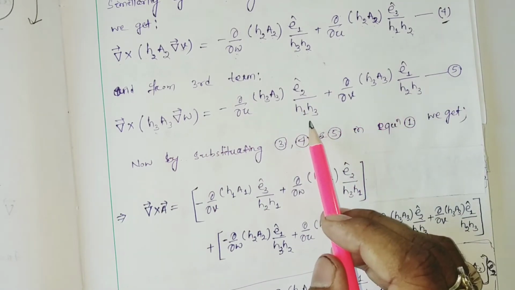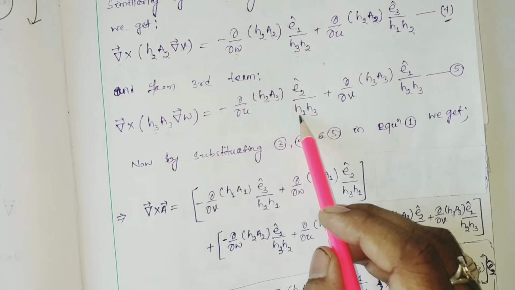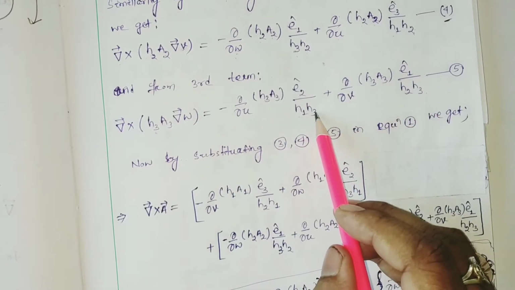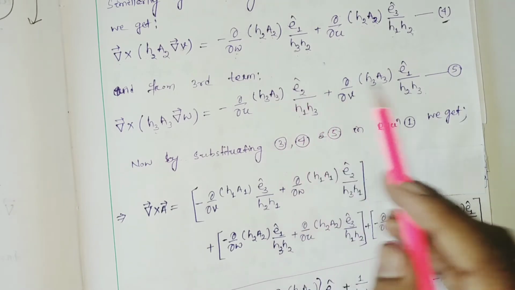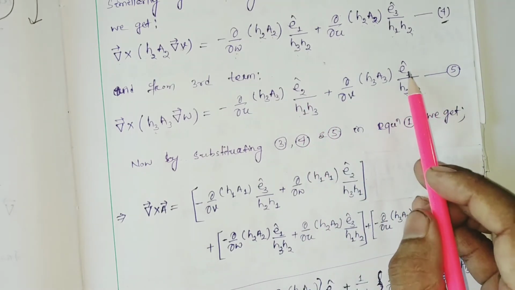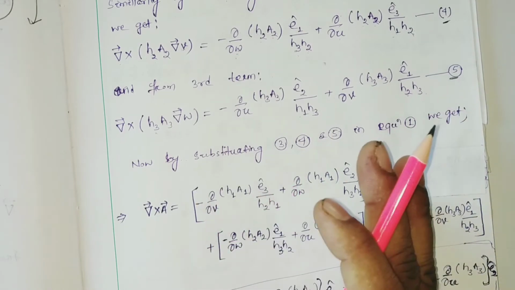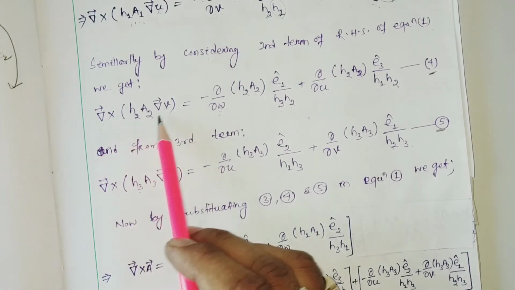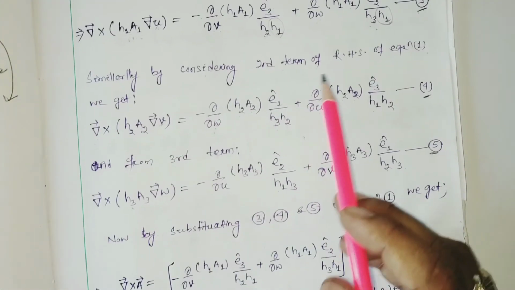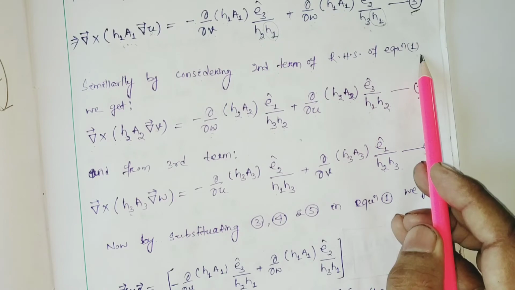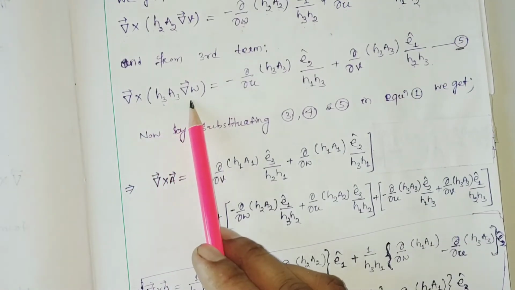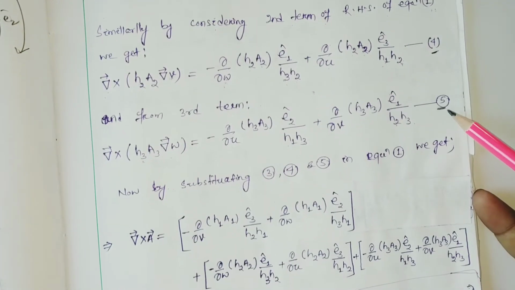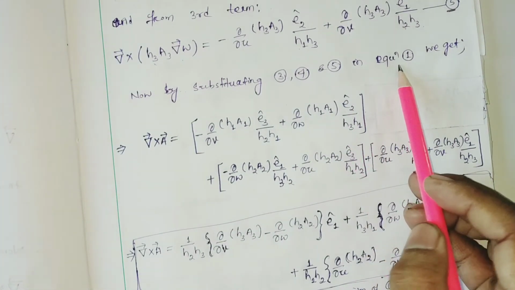After H3 what next? That will be H1. So H1 H3, then H2 H3. So with H1 H3 we have E2 cap, and with H2 H3 we have E1 cap. Let this be your equation number 5. Like this you have to remember. Now here the del cross of the second term of the RHS of equation number 1, this is your third term. So now we are going to substitute 3, 4, 5 in our equation number 1.